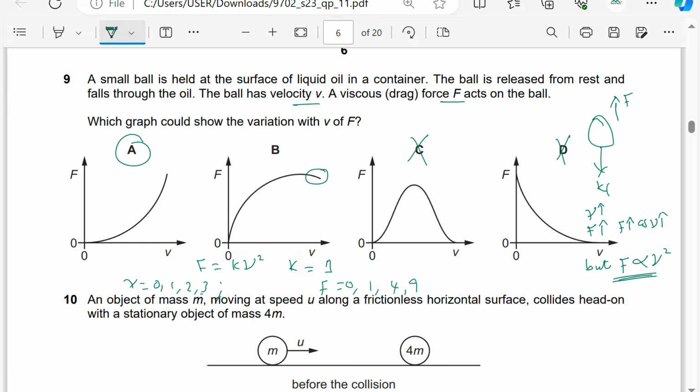So you notice that F increases more rapidly as v increases. In fact, when v is 4, F will be 16. So you see that this curve is going upwards. The gradient must be increasing. If you try to plot such a graph of F against v, you notice that the graph goes upwards. So it is an increasing gradient.